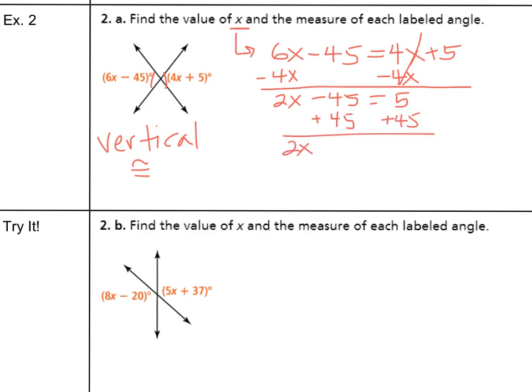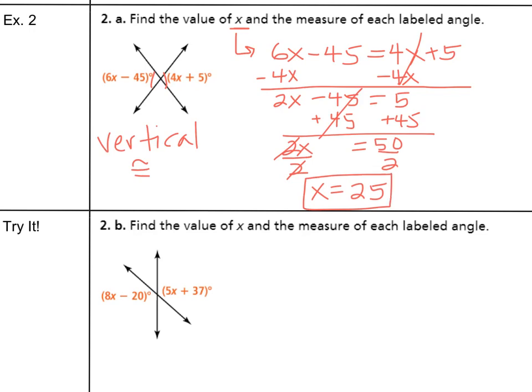We still have 2x, cross off the 45s. On the right, 5 plus 45 is 50. Our final step to get x by itself, divide both sides by 2. That cancels out. On the right, 50 divided by 2 is 25. So that's one of our 3 answers.